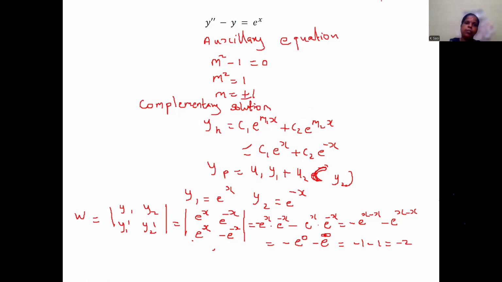Auxiliary equation we have found out and found the complementary solution. Once we have found the complementary solution, we have assumed yp as u1 y1 plus u2 y2, where y1 and y2 are nothing but the complementary solution functions. And with that we have found the Wronskian value, which is equal to minus 2. Now we are going to find u1 and u2. So the u1 formula, as I said already, we have written as this one. So just apply the values.